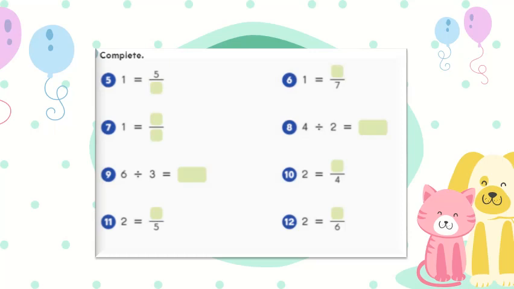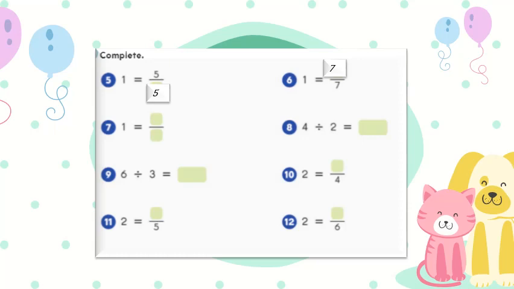Next slide here. I have here complete: the 1 is equal to 5 over what? Always remember, the 1 is always equal to a fraction that has the same value for the numerator and the denominator. So if the numerator is 5, the denominator has to be 5. If the denominator is 7, the numerator has to be 7, in order for the value of this fraction to be 1, or the quotient is equal to 1.